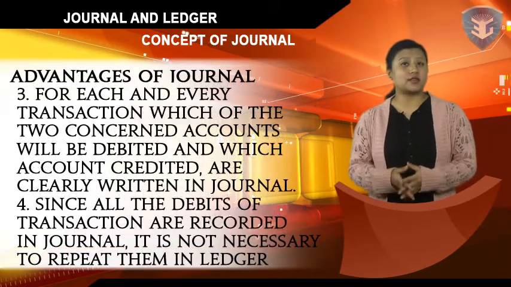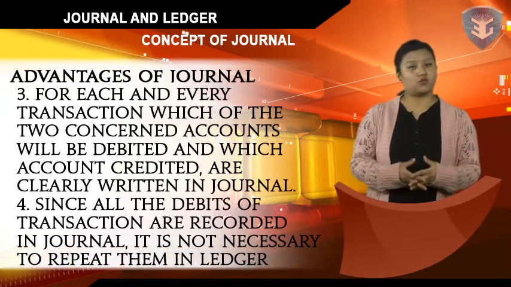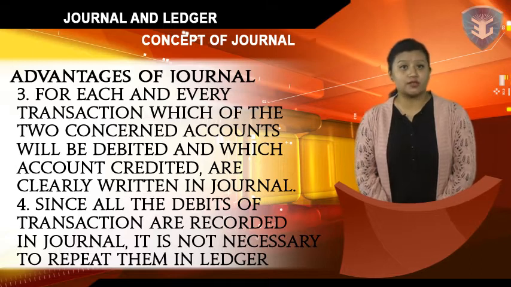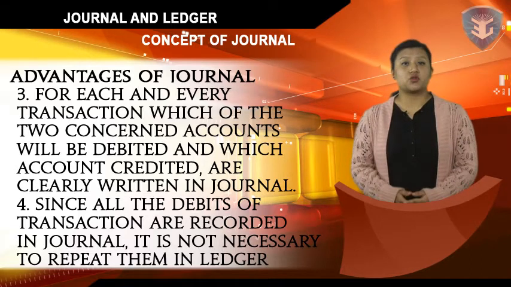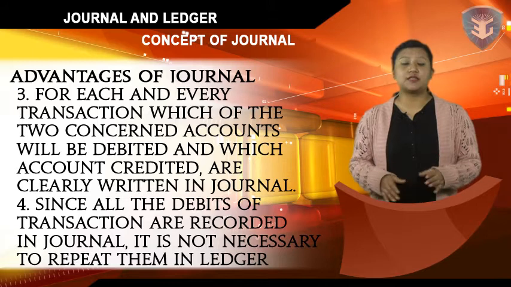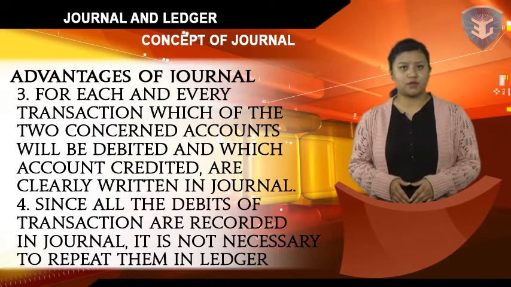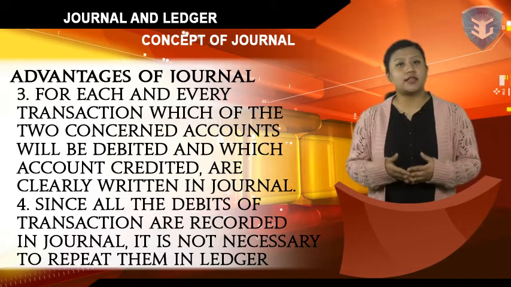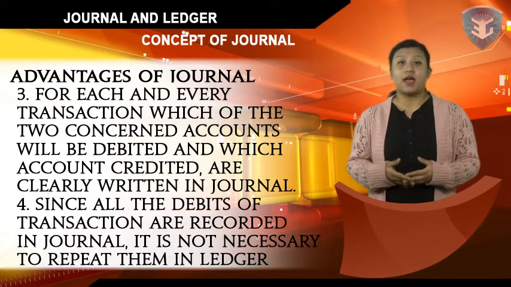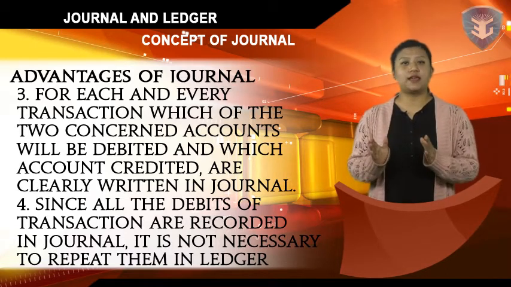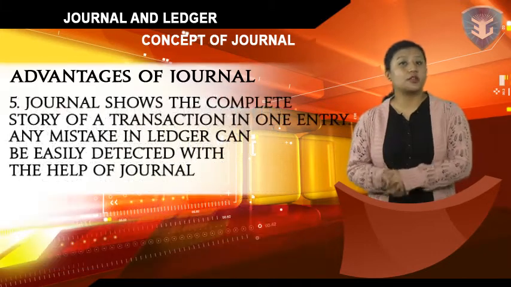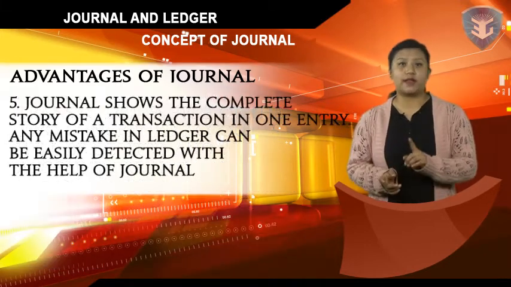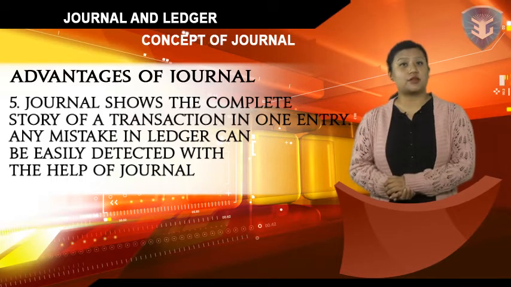For each and every transaction, which of the two concerned accounts will be debited and which credited are clearly written in the journal, so there is no possibility of committing any mistake in writing the ledger. Since all the debits of transactions are recorded in the journal, it is not necessary to repeat them in the ledger. As a result, the ledger is kept tidy and brief. Journals show the complete story of a transaction in one entry. Any mistake in the ledger can be easily detected with the help of the journal.